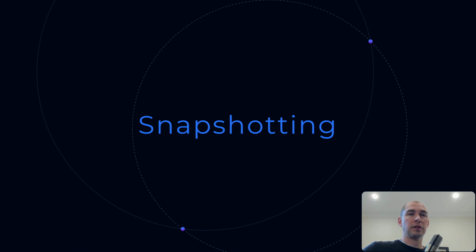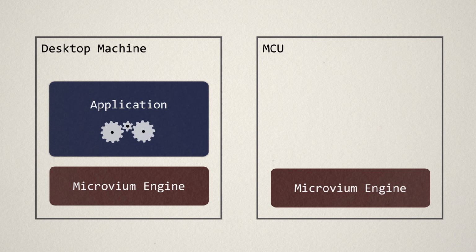Microvium has support for snapshotting. Not only does it support it, but it relies on it as a foundational part of how you use the engine. You start by running the application on your local machine or build server. When the application has finished running, that is, when all the top-level code has executed and reached its terminal state, Microvium captures the state of the app to a file, including the state of all the variables and objects.